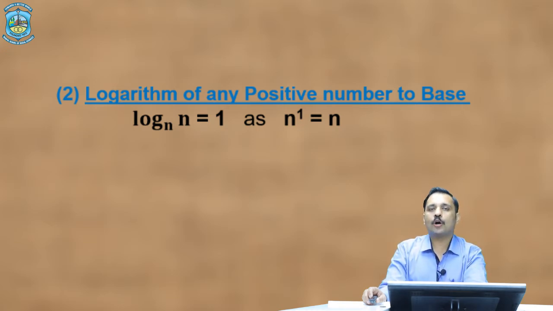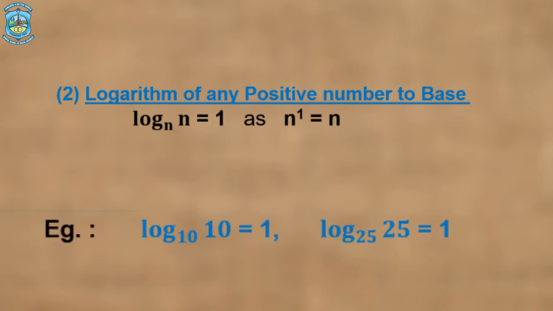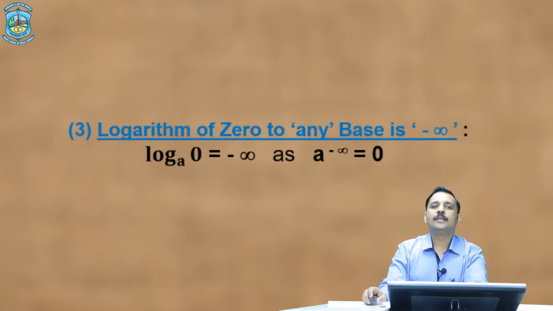That means log of n to the base n is equal to 1. Why? Because n raised to power 1 is always n only. Take example, we have log of 10 to the base 10, the answer is 1. Log of 25 to the base 25, the answer is 1. So, if both the number for which we are finding the logarithm and the base are same, our answer is 1.